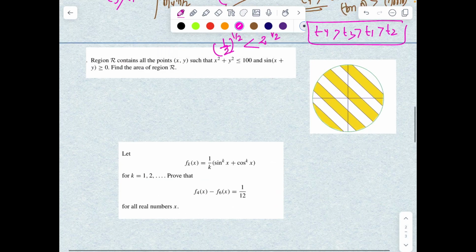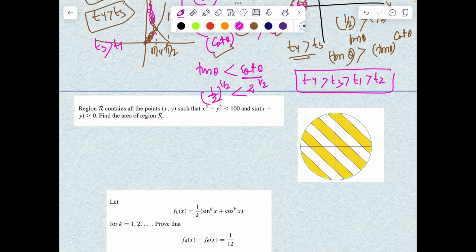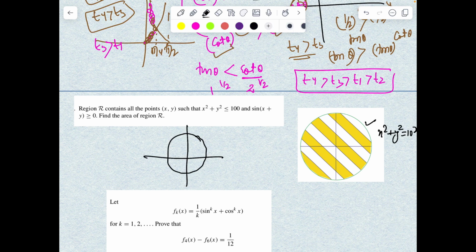Let's try the next question. Suppose R contains all the points such that, this is interesting, it can be asked both in trigonometry and area bound. x square plus y square is less than or equal to 100, and sin x plus y is greater than or equal to 0. Now very interestingly you can see this circle represents x square plus y square equals 10 square, and inside the circle, if I take x square plus y square less than 100, any point inside the circular disk is going to represent this inequality, right? Next inequality is sin x plus y is greater than or equal to 0.